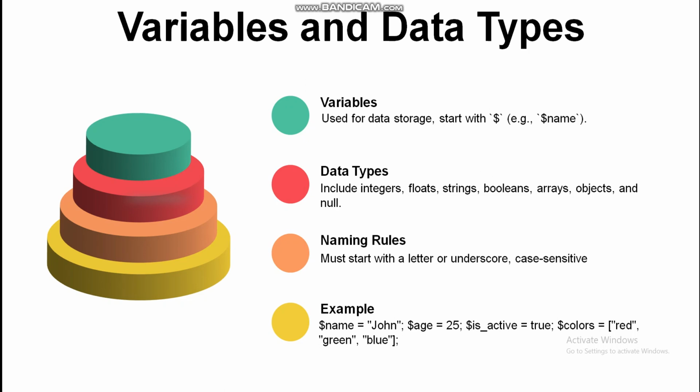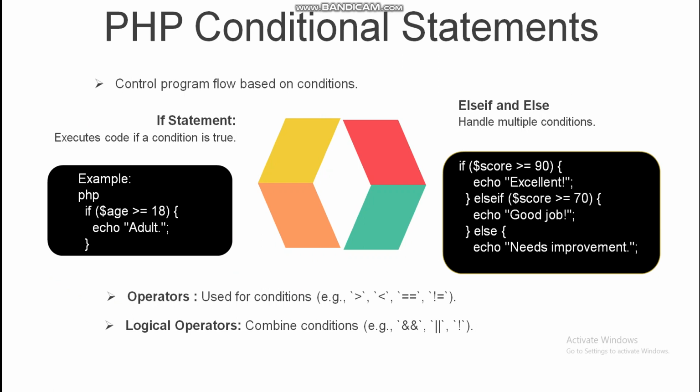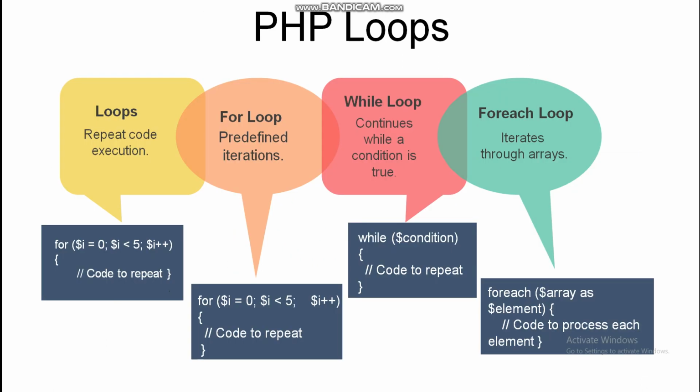The example is also here. PHP conditional statements control program flow based on conditions. The if statement executes code if a condition is true, and else if and else handle multiple conditions. Operators are used for the conditions. Logical operators combine the conditions. Moving on. PHP loops repeat code execution. For loops run predefined iterations, and while loops continue while a condition is true. And the last one, the foreach loop iterates through arrays.